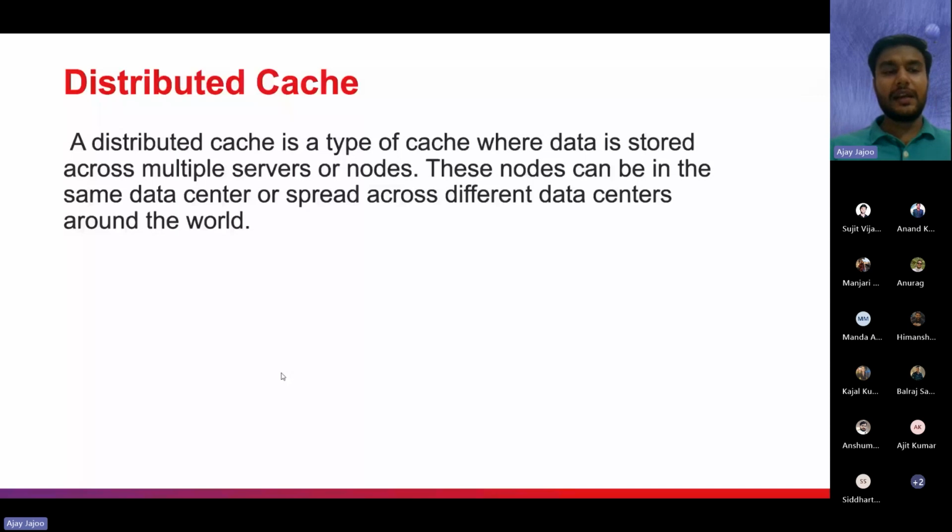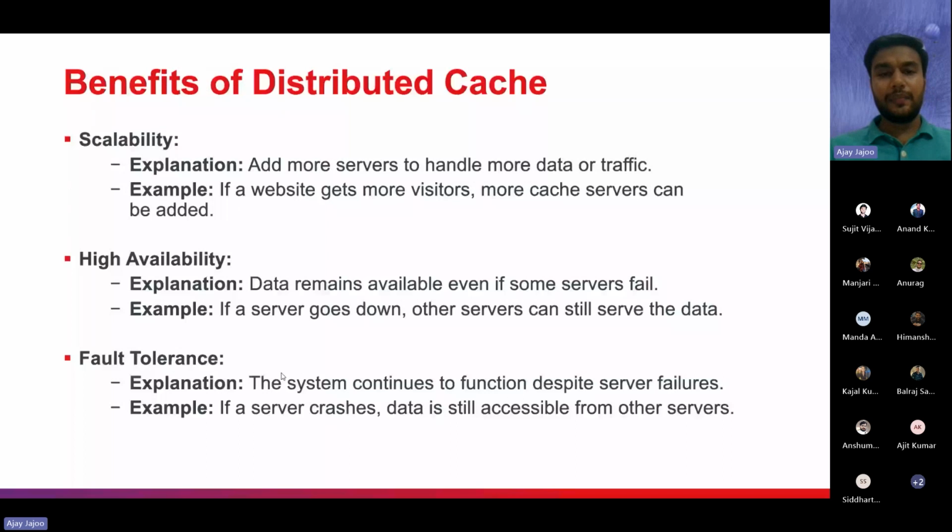Some of the benefits are scalability, high availability, and fault tolerance. To explain with an example, we can add more servers to handle more data traffic. If we know that more traffic is coming in, accessing this particular website, we can add more servers, right? For example, if a website gets more visitors, more cache servers can be added.